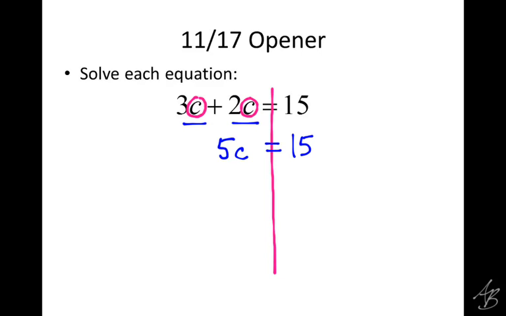Now we just have a one-step equation here, right? So to get the c by itself now, what do we need to do? Divide by 5 on both sides. And when the 5's cancel, we get c over here, and 15 divided by 5 is? 3.